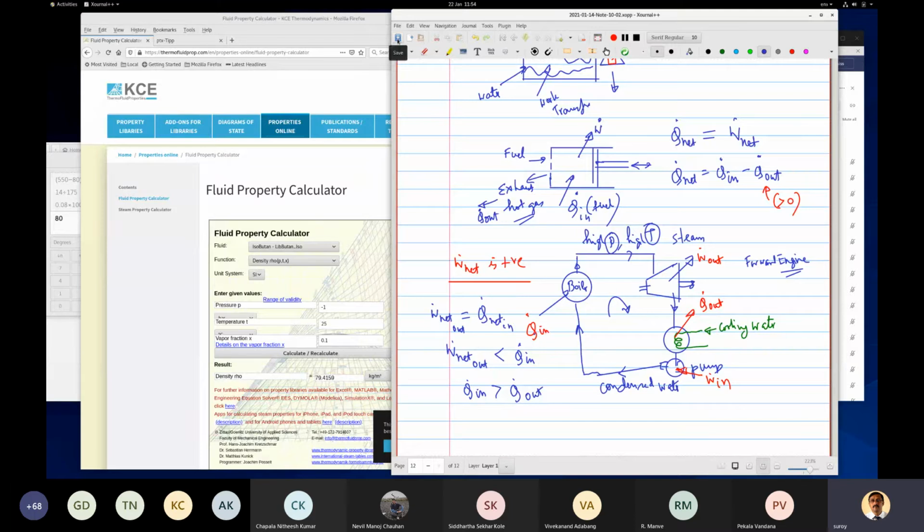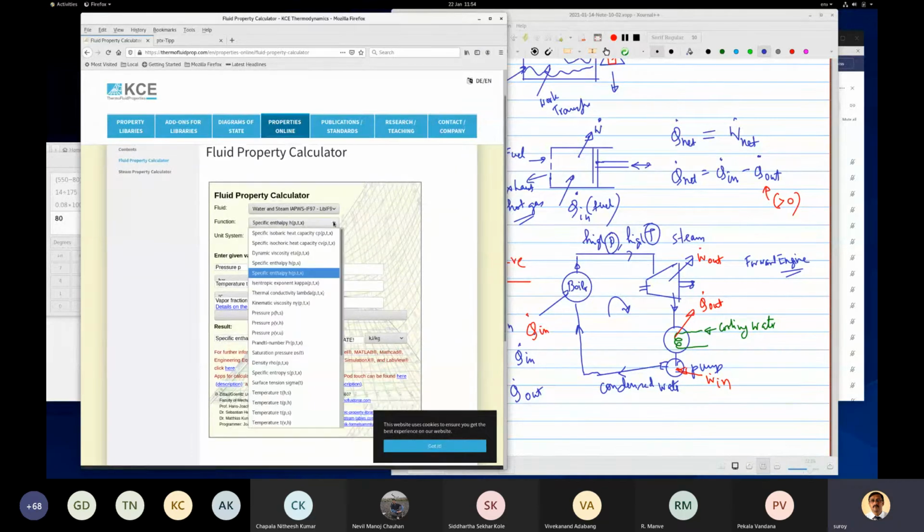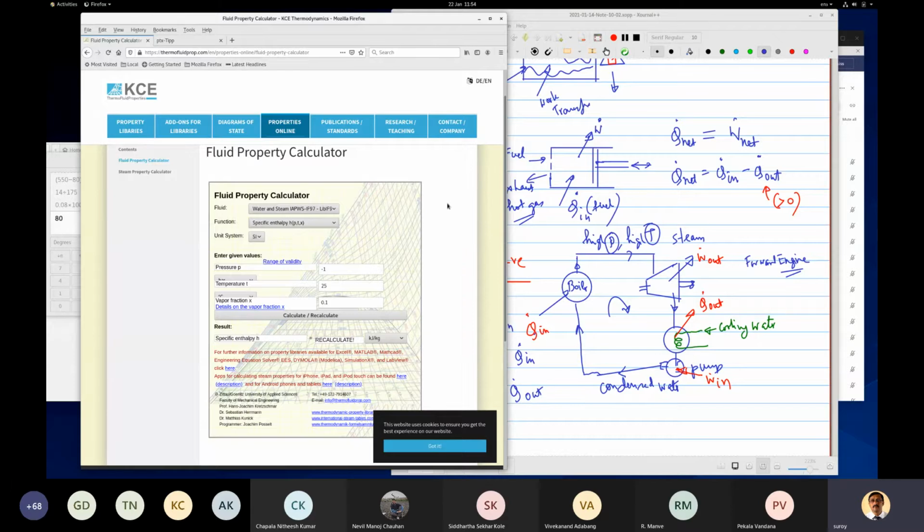And I will upload some of the problems that you have to do. So now you know how to look up the properties of any gas. Steam tables are also available here, and I think there are a lot of properties here, right? So you'll be able to do the problems looking up these tables.